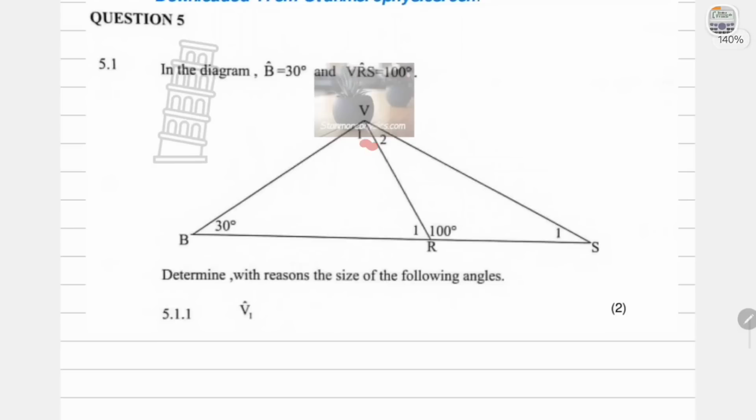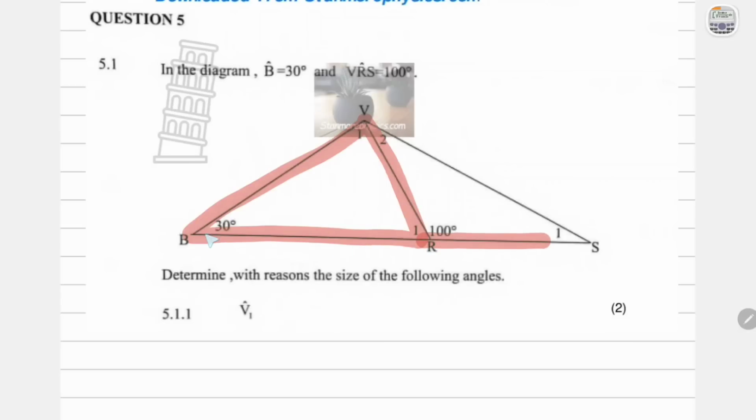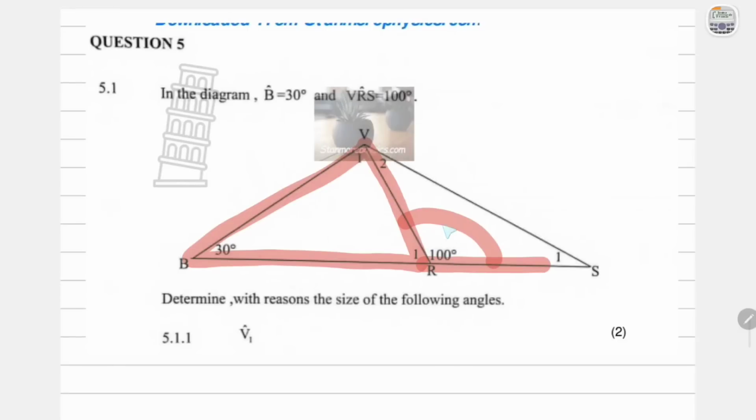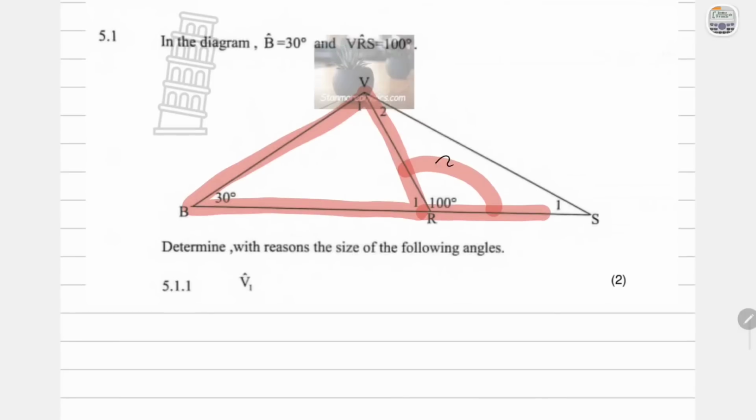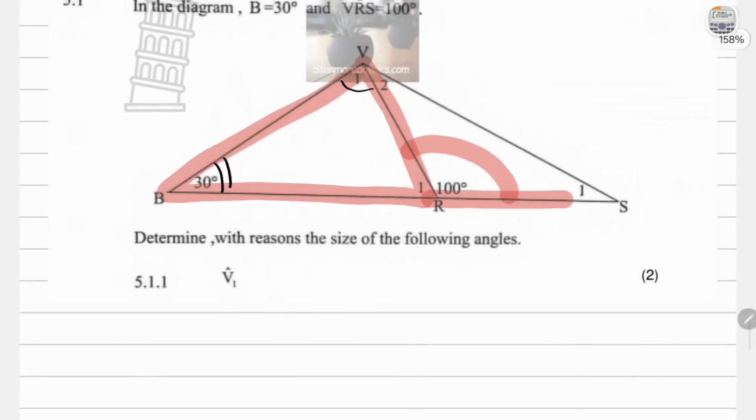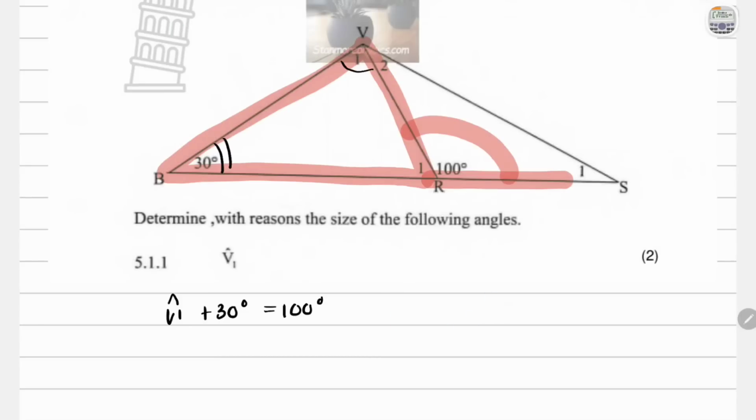Do you see that we have included with angle V1, we have a triangle, okay? And this triangle has an exterior angle. See, if it's an extension of one of the sides of that triangle, then that is an exterior angle. And what do you know about the exterior angle of a triangle? It is going to be equal to the sum of the two opposite interior angles. So that means angle V1 plus 30 degrees gives you 100 degrees. Okay. And of course, our reason would be exterior angle of a triangle.